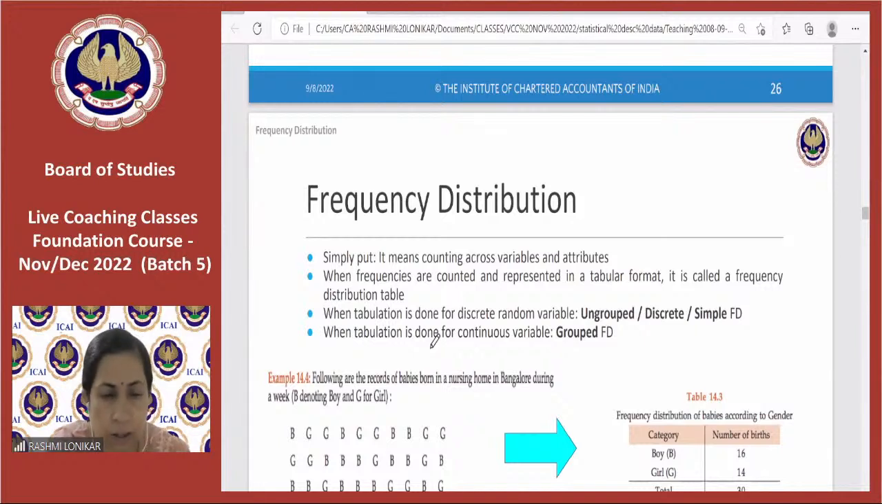No, Rohan, theory. This was the theory part. Now we'll be beginning with the sums. Okay.